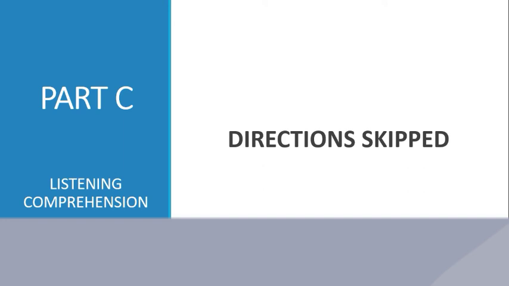Here is another sample question. You will hear, according to the speaker, which of the following occurs during a lunar eclipse? You will read, A, the Earth's shadow moves across the moon. B, clouds block the view of the moon. C, the moon moves between the Earth and the sun. D, the sun can be observed without special equipment.